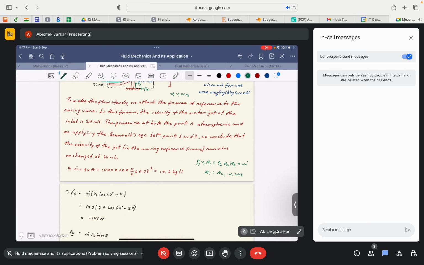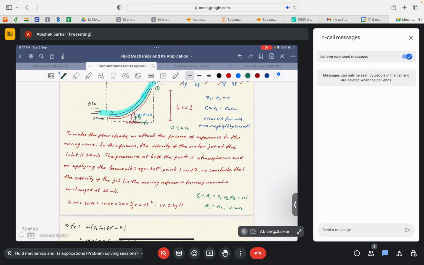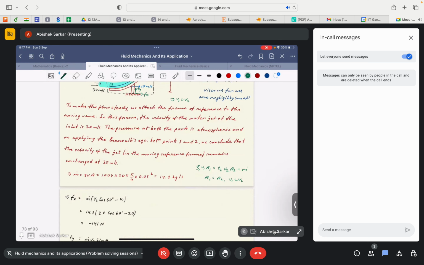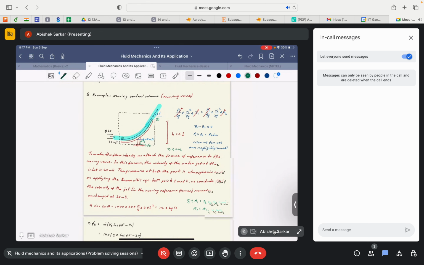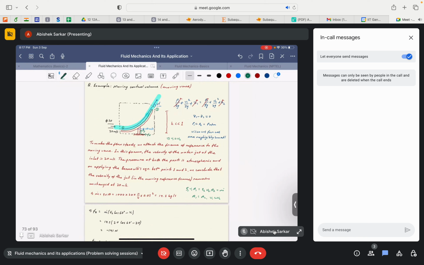So the net force along the x direction can again be given by evaluating the net momentum fluxes at the outlet and at the inlet. Since the choice of reference frame makes the problem steady, the dou by dou t term is cancelled out. So only the net momentum efflux through all the ports is equal to the net force along the x direction, right?